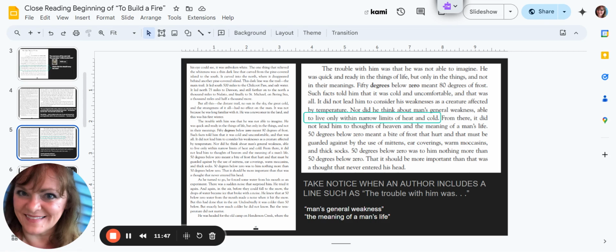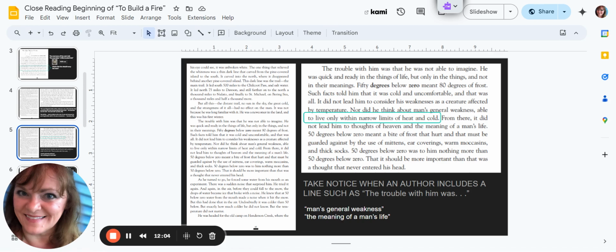How hot can we stand it? How cold can we stand it? From there, it did not lead him to thoughts of heaven and the meaning of a man's life. So he's not a deep thinker, right? He's not thinking about the meaning of life. He's just thinking about the facts.